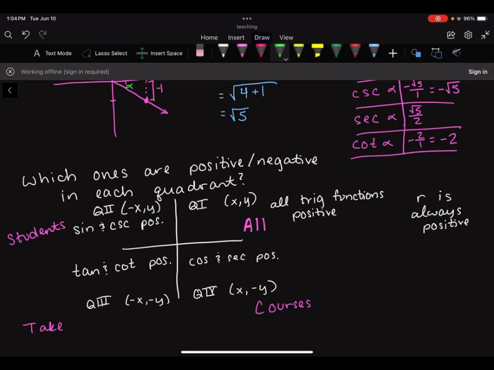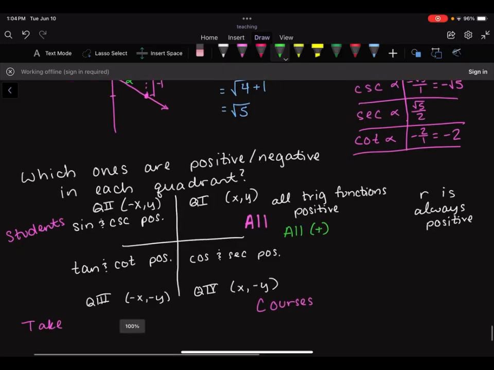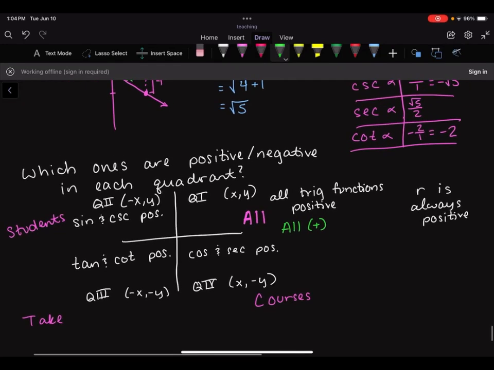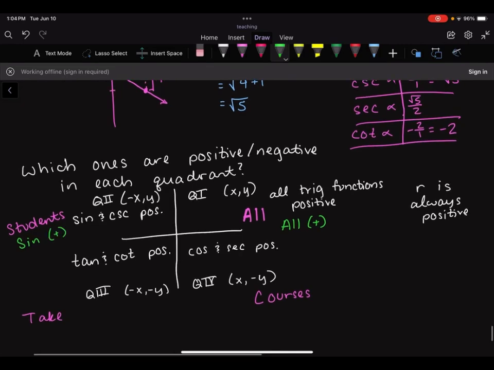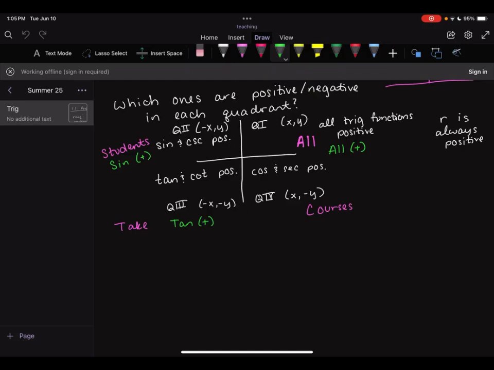Now, the way that this is used is this A means that all are going to be positive. This S means that sine and also its reciprocal will be positive. So T for tangent is positive, and then in quadrant 4, C for cosine, and then also its reciprocal would be positive. So that's how you know which ones are going to be positive or negative in which quadrants.